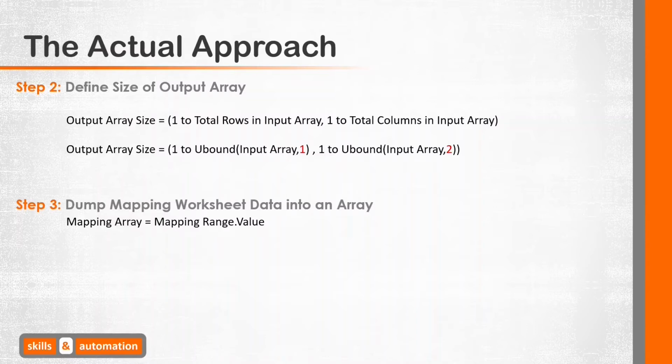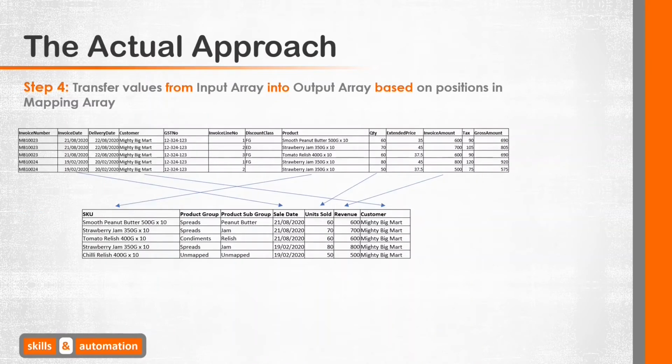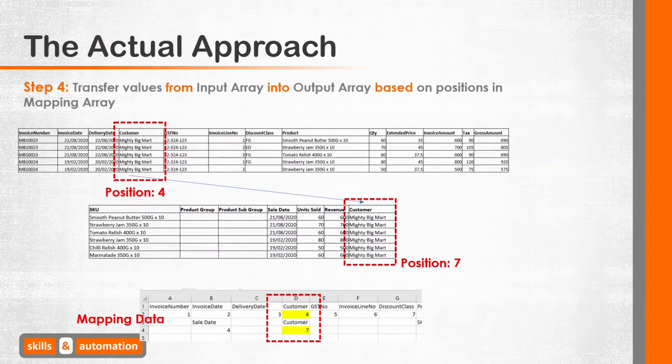Then we will dump the entire mapping table into an array. You can see the pattern here. We're transferring everything into an array. And now for the tricky part. Next, what we're going to do is transfer the values from the input array into the output array based on the positions in the mapping array. So for every value in the input array, we will ask the question, what is the position of the equivalent column in the mapping array? If the position is not 0, then we will assign the current value to this non-zero position in the output array. I know, if we had to rank the most confusing statement in this video, then this would be number 1. But let's look at an example.